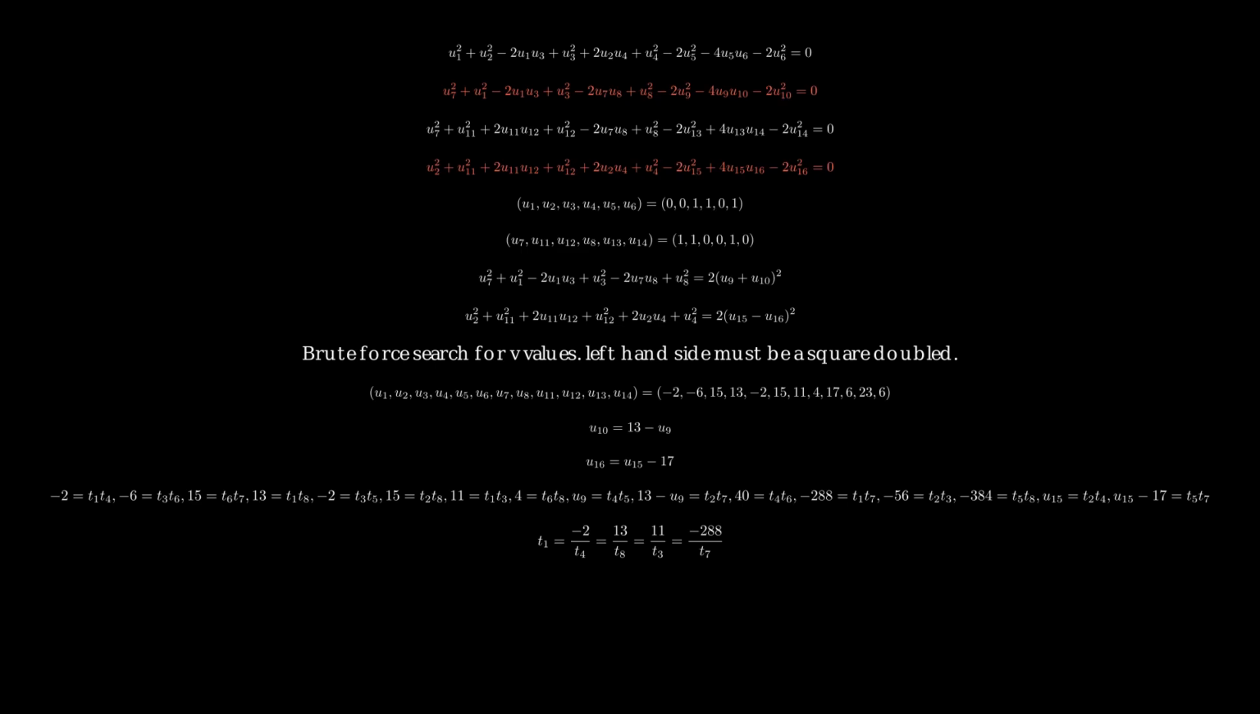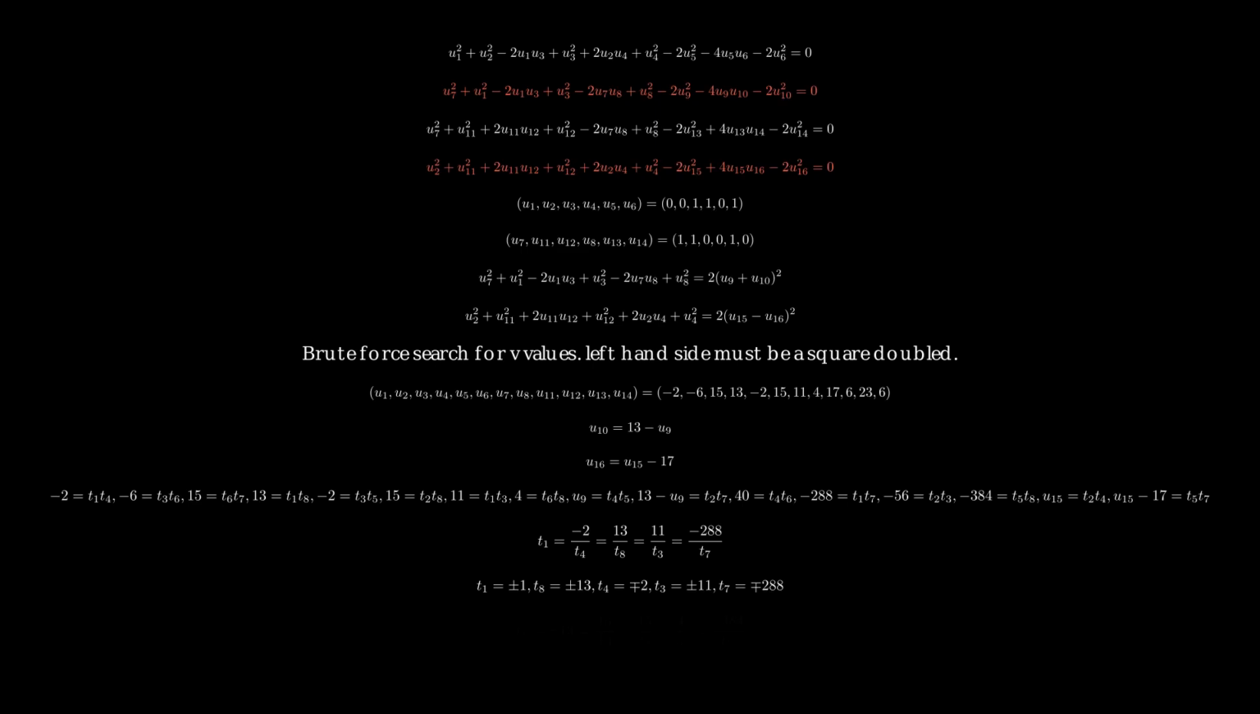11 and 13 are both primes, and we want integer solutions, so t8 could only be plus or minus 13 or plus or minus 1, and t3 could only be plus or minus 11 or plus or minus 1. And for t1 to equal both of these, we have no choice but to set t1 equal to plus or minus 1. So each of those t's in the denominator needs to match its numerator. Okay, that's pretty restrictive, but we found t1, so let's do another one.